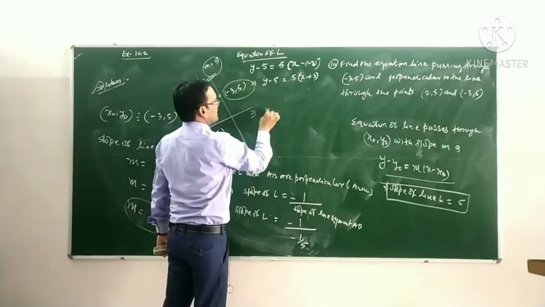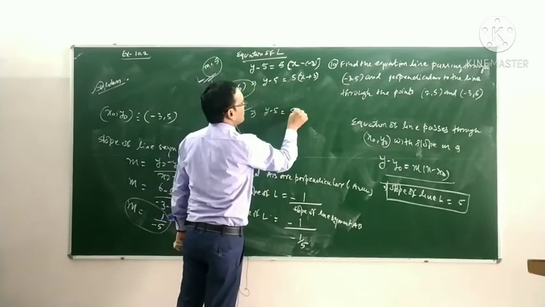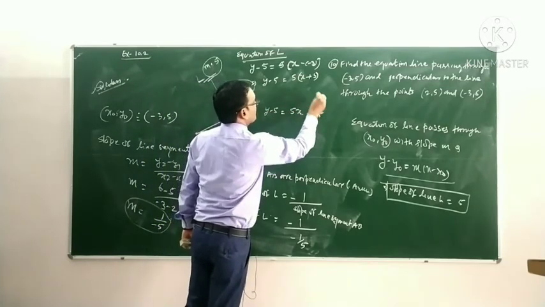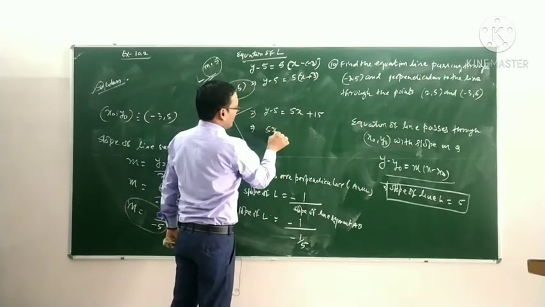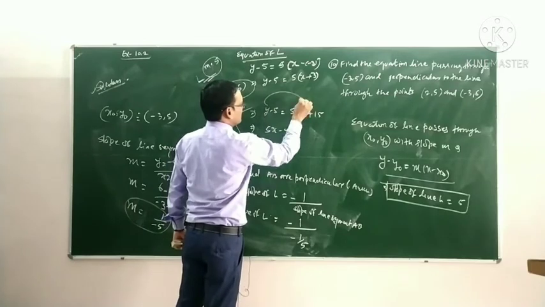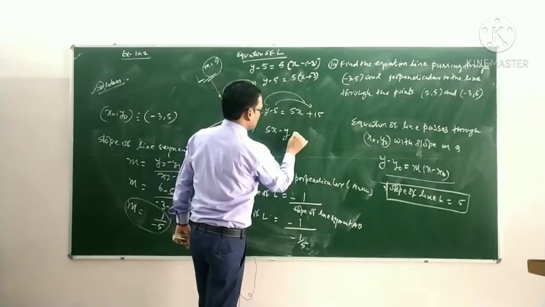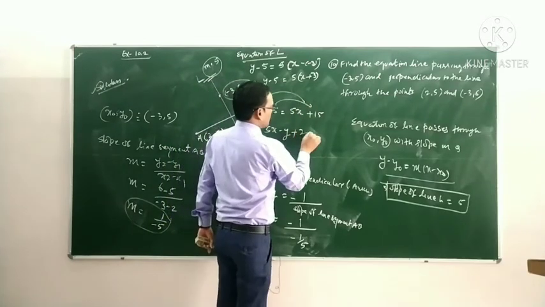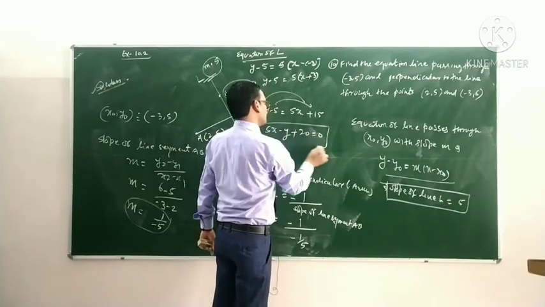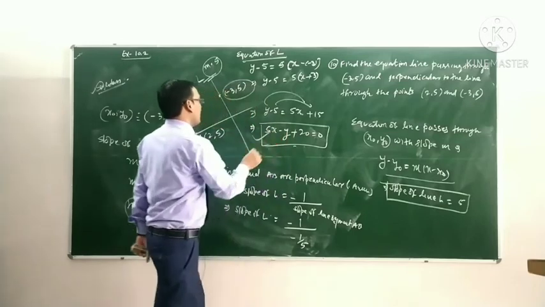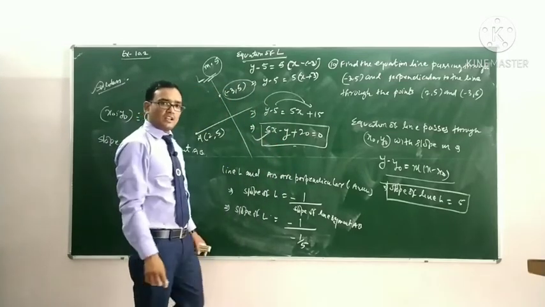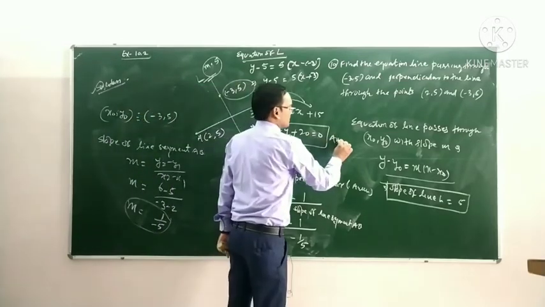This implies that y minus 5 equals 5x plus 15. This implies that 5x minus y plus 20 is equal to 0, which is the equation of line L. This is your answer.